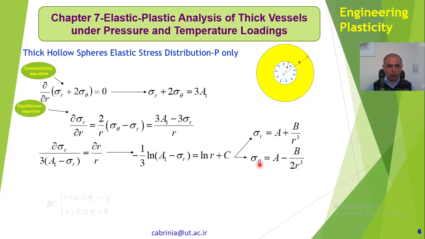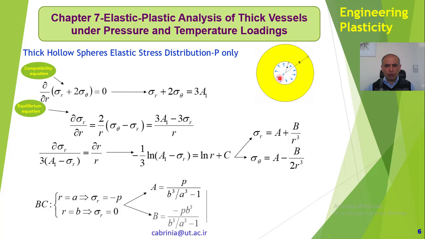So we use our boundary conditions. Now, boundary conditions for the sphere with internal pressure P. At r equal to a, sigma r is minus P, because if you remember, we took the element in here and sigma r was in that direction. So sigma r is minus P because P is in that direction at this boundary. And also at r equal to b, we have no pressure. So sigma r is equal to 0 because it's a free surface.